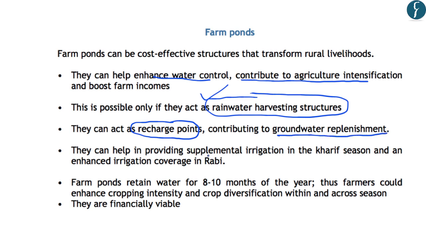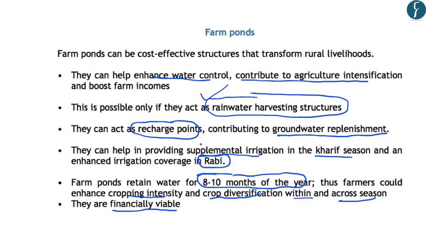Further, these can help in providing supplemental irrigation in the Kharif and can also provide irrigation coverage or improve the irrigation coverage during the Rabi season, which is the winter season. Now, as these ponds can retain water for 8 to 10 months of a year, farmers can enhance the cropping intensity and can also experiment with crop diversification within and across seasons.